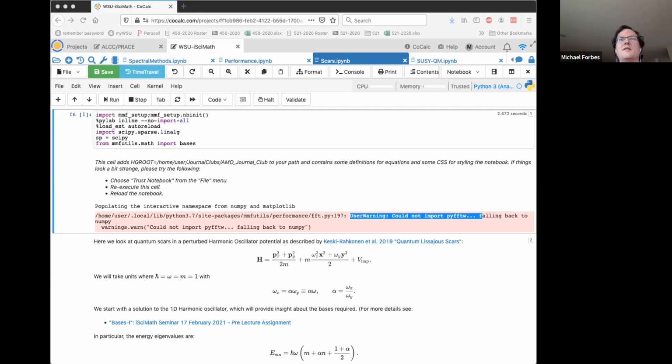Okay, you know where to go for the project. This is on CoCalc and the ISci Math under the AMO Journal Club. I said we may need to pip install PyFFTW. Well, you don't need to, but it'll probably improve performance a little bit.